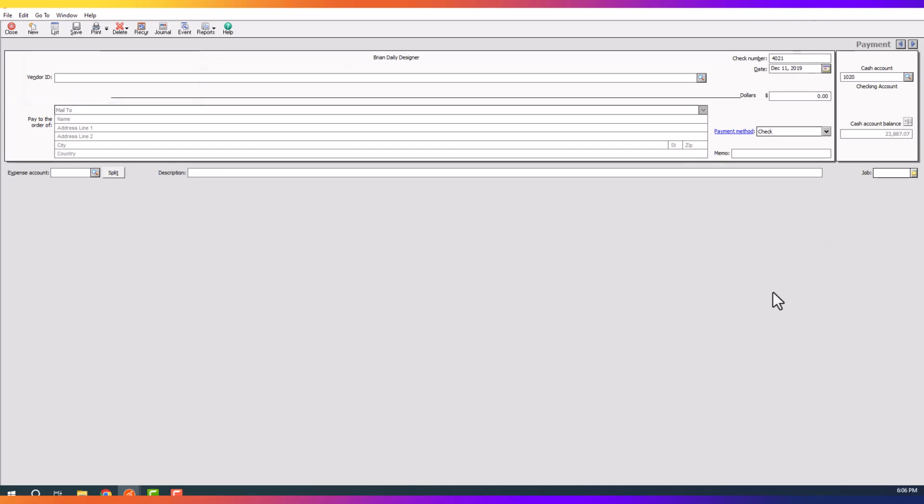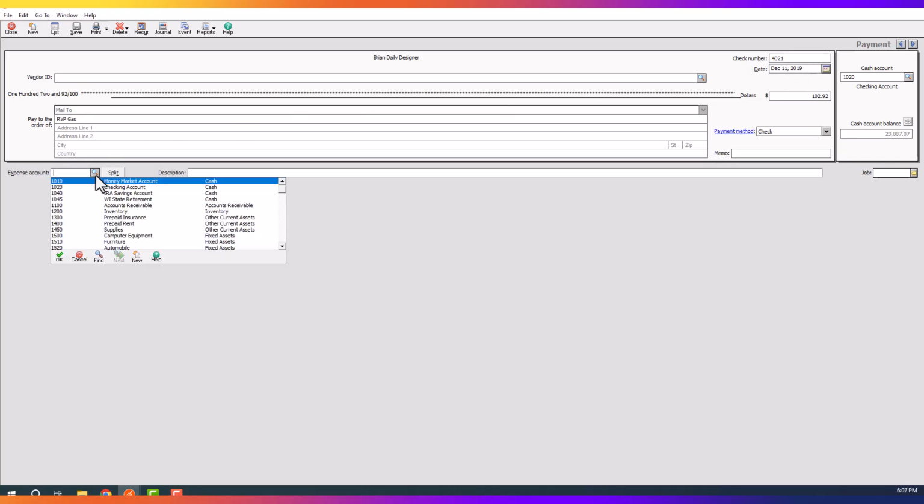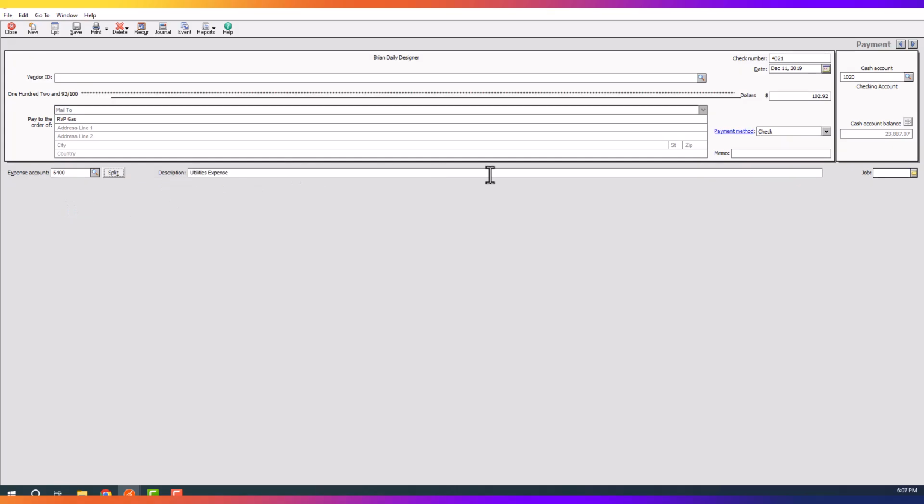The next check number has auto-filled, and now I'll enter the details for check 4021. So I've entered the amount. The date remained the same at December 11th. The name is RVP Gas. Based on that, we're supposed to select the correct expense account. We didn't have one that was specific to this utility, so we're going to go with the generic utilities expense, account number 6,400. Make sure all these details match up and click Save.